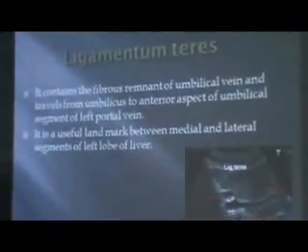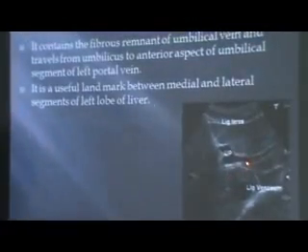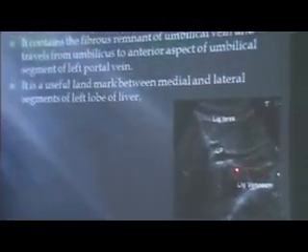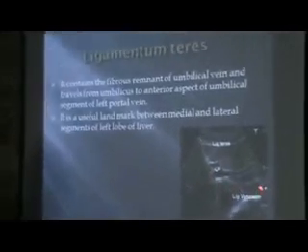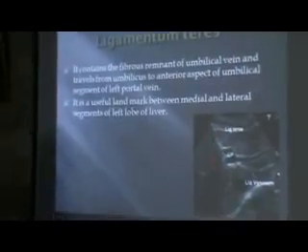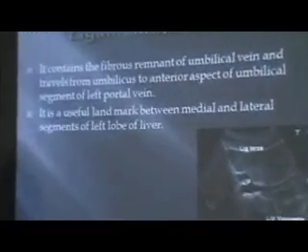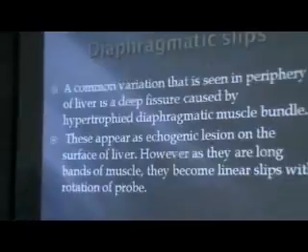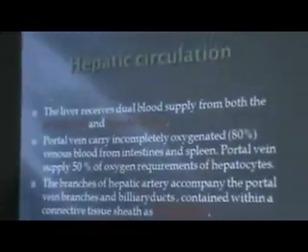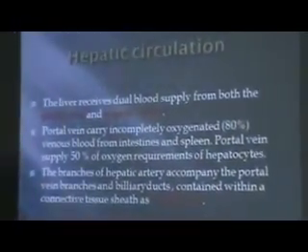Ligamentum venosum is the remnant of the ductus venosus, and it lies between the left lobe of the liver and the IVC, and it separates the caudate lobe. The lobe behind the ligamentum venosum is the caudate lobe of the liver. So there are two ligaments: the ligamentum teres, which you can see quite easily and is the remnant of the umbilical vein, and the ligamentum venosum, which is the remnant of the ductus venosus. So this was about the various ligaments and fissures which we can see within the liver.